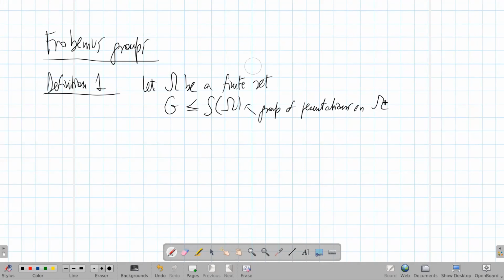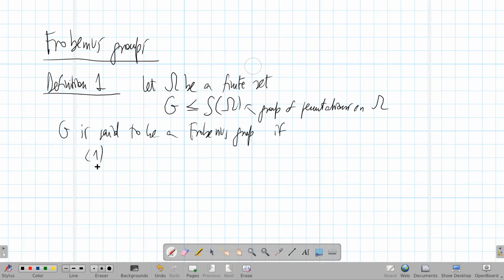So note, since G is a group of permutations on omega, G acts on omega, but it acts faithfully, meaning every element of G is a permutation. It's not just that it has an image of a permutation. So G is said to be a Frobenius group if the following hold.